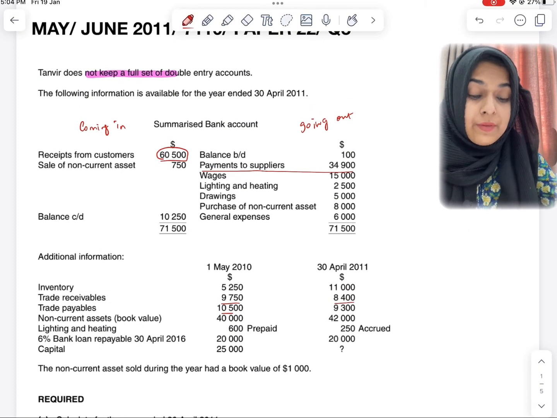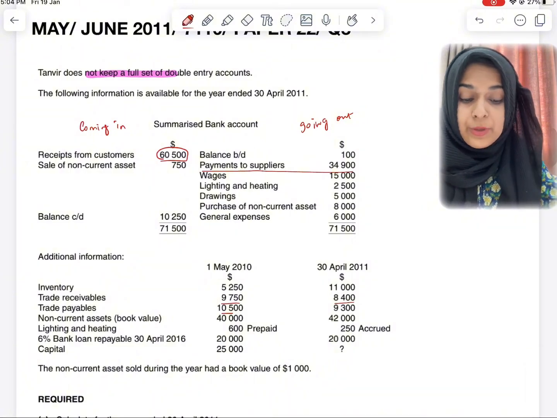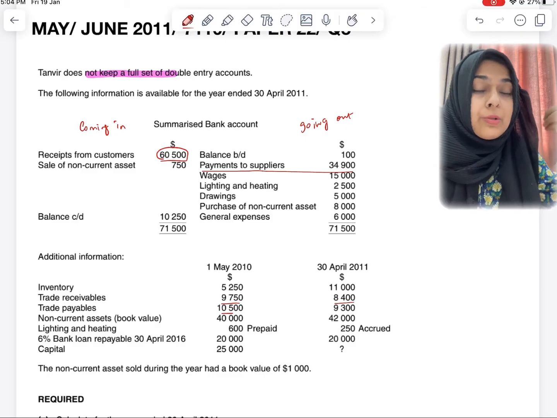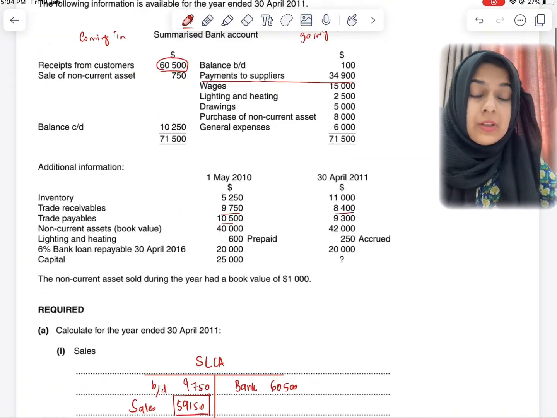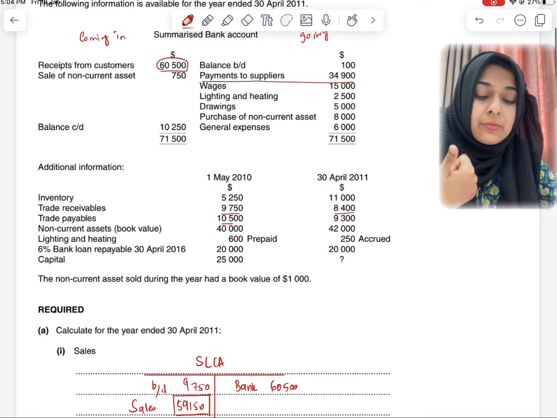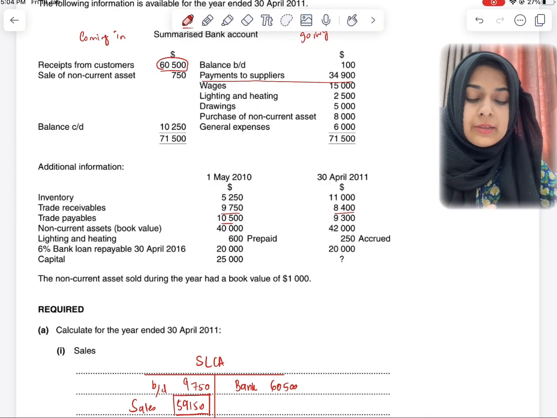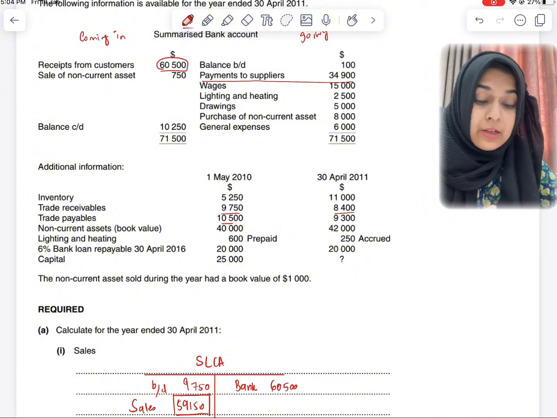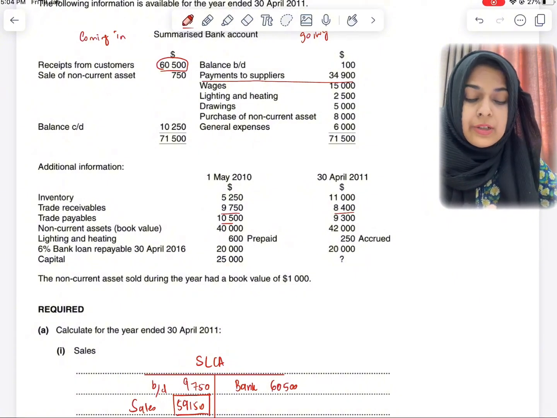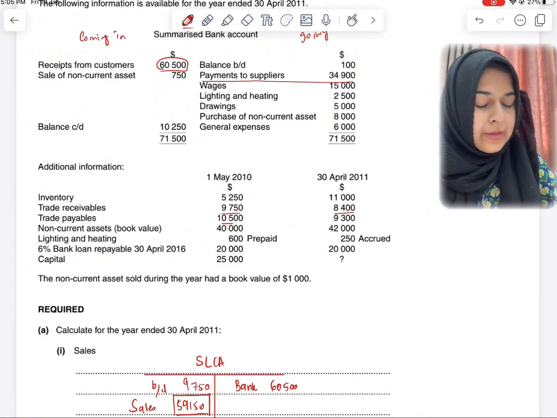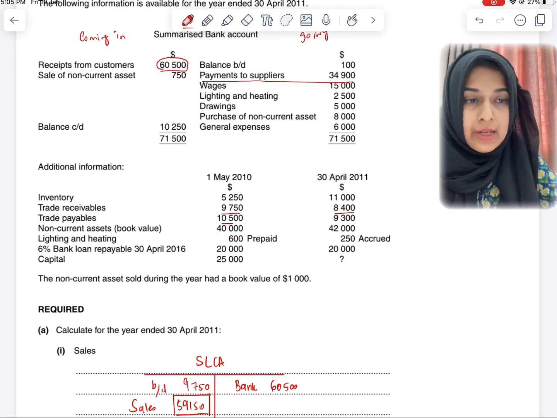If there are incomes in the business, they should be recorded on the debit side of the bank account, because for incomes you'll be receiving money. So there are two types of receipts over here. One is receipts from customers, which we have used in the sales ledger control account. The other is the money that you have received from the sale of a non-current asset. When we have sold a non-current asset, you make a loss or a profit on that. If it's a profit, you write it as an income and add it to the gross profit.